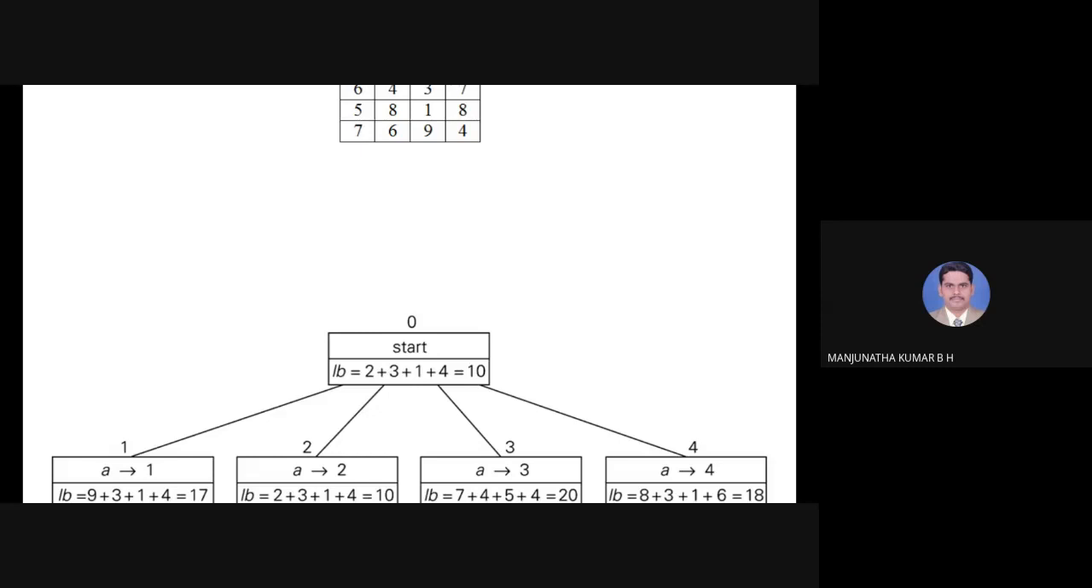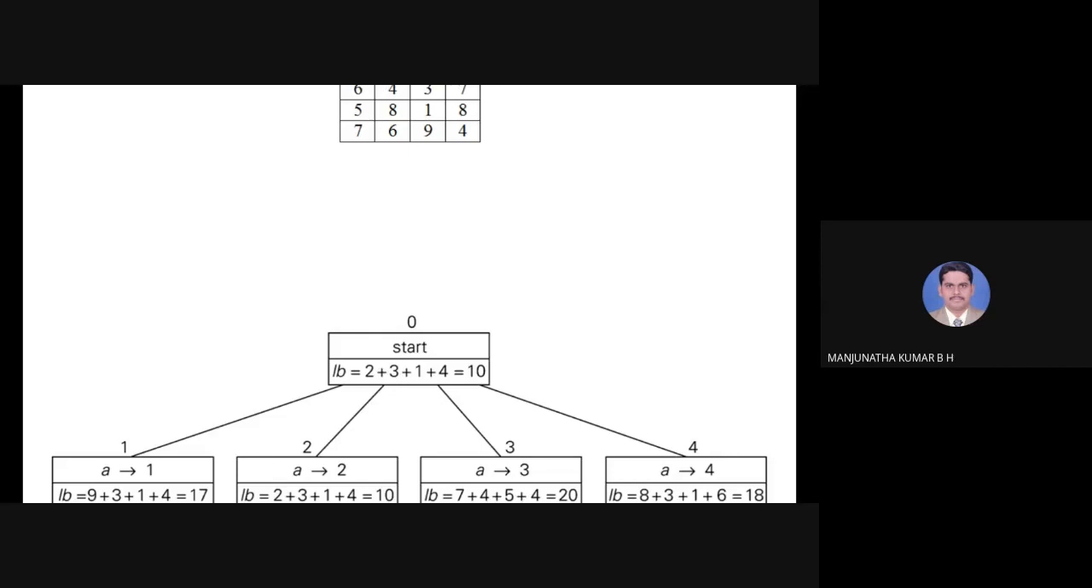Okay, assignment is done. But for every assignment we have to calculate the lower bound value. Now let me calculate the lower bound value for the first node. The very beginning lower bound is 10. Now we are going to generate the lower bound value, which may be equal to 10 or more than 10.